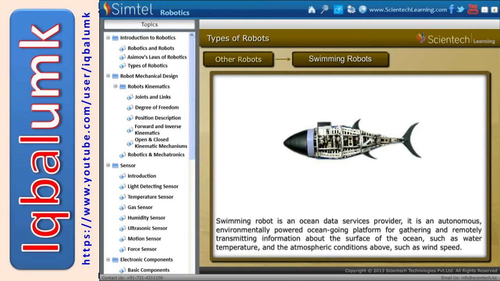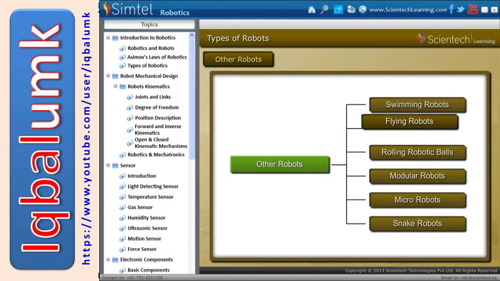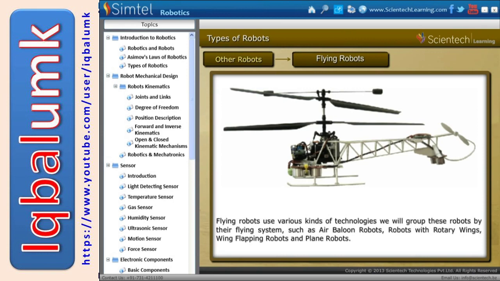Another locomotive robot is flying robots. Flying robots use various kinds of technologies. We will group these robots by their flying system, such as air balloon robots, robots with rotary wings, wing flapping robots and plane robots. Rolling robotic balls.